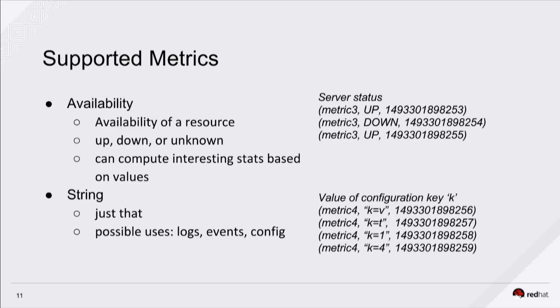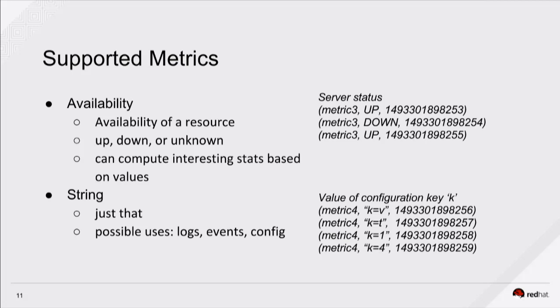And the next one is availability. And again, this comes from the operational side of things. The availability of a resource, is a server up, down, or unknown. And here I have an example. For example, one of the servers is up for a certain amount of time, then goes down, then goes up. And you can compute very interesting stats based on that. What's the percentage of uptime? What's the ratio of down? How many times did I go down in 24 hours?